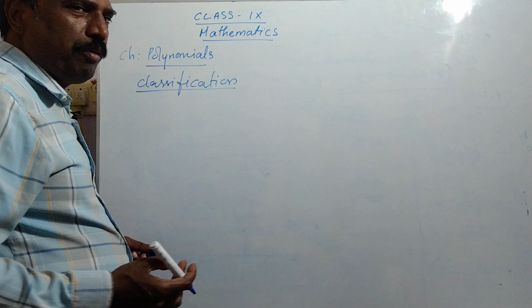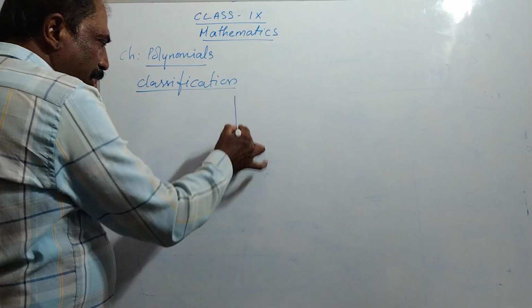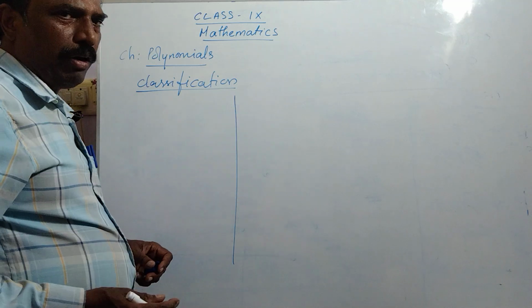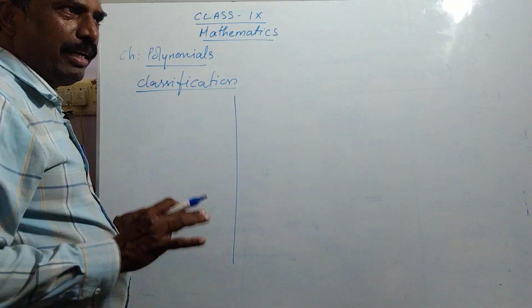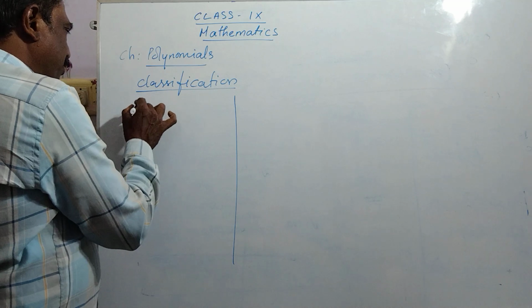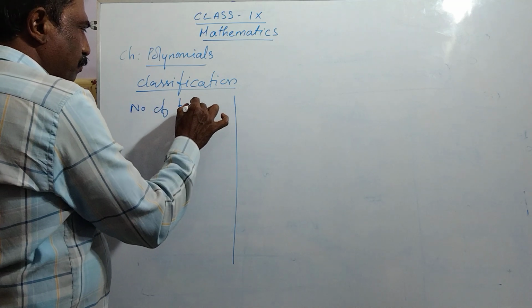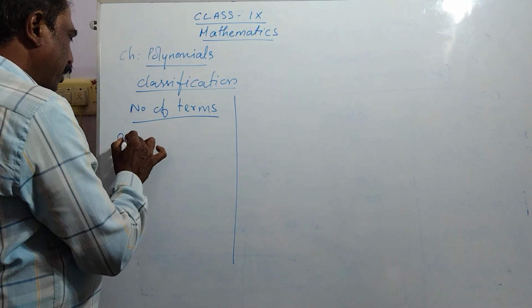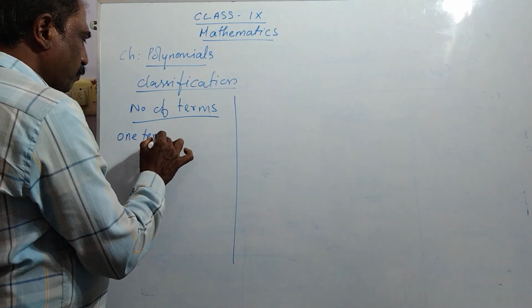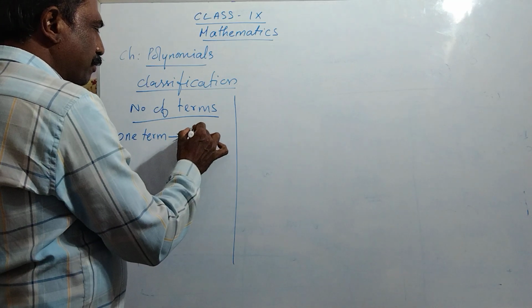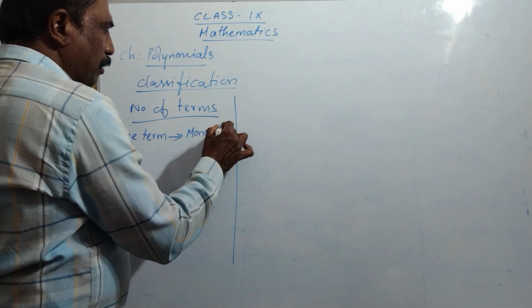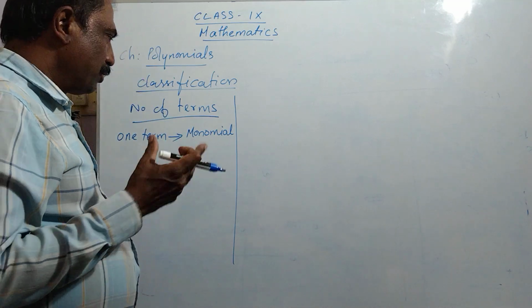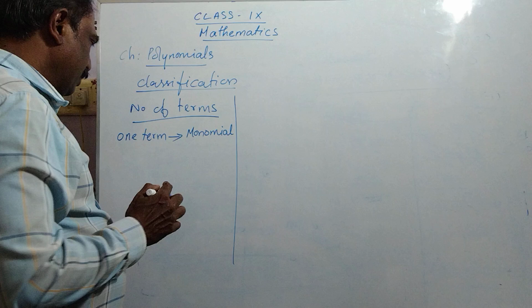So polynomials are classified on the basis of the degree of the polynomial and the number of terms. On the basis of the number of terms, if there is only one term, we call that a monomial, as mono means one, single. So mono means one, right?